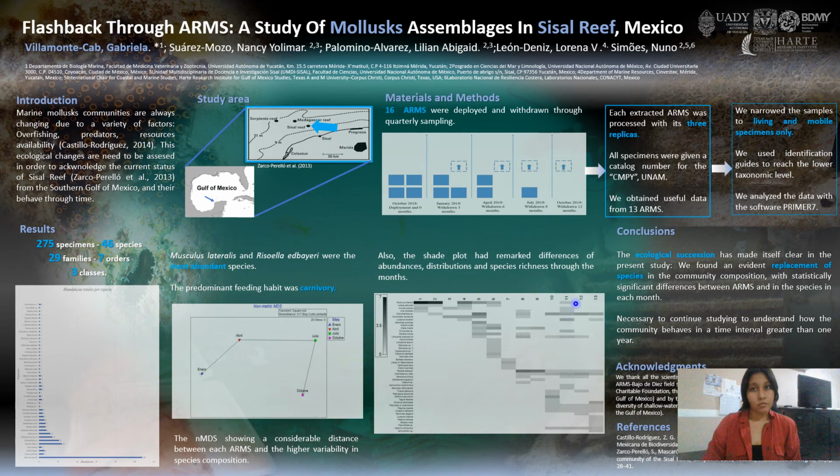So what we can conclude based on this analysis: we saw a clear ecological succession and evidence of species replacement in the community composition. Statistically, our autonomous reef monitoring structures were different in both species and abundance.